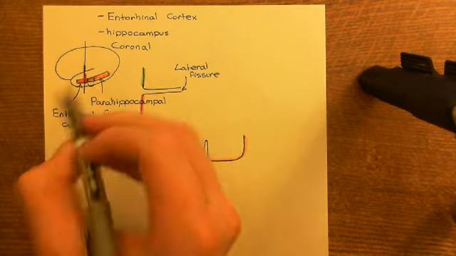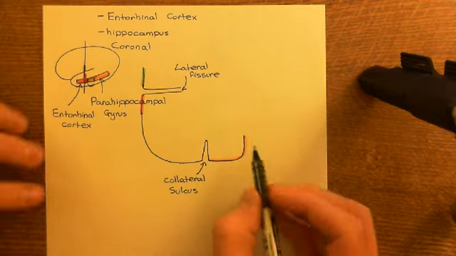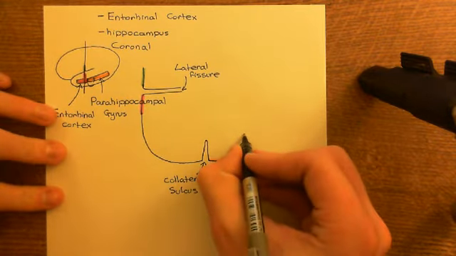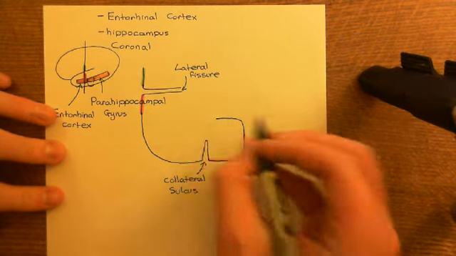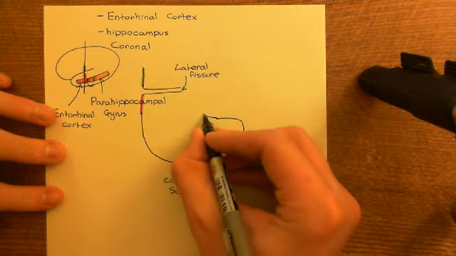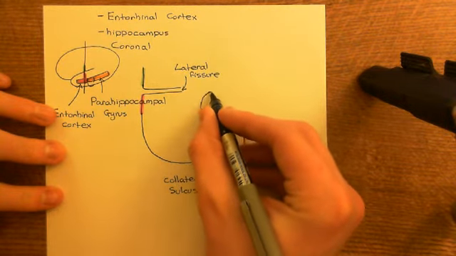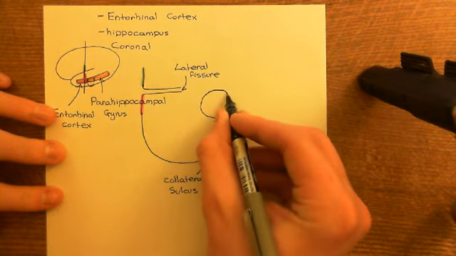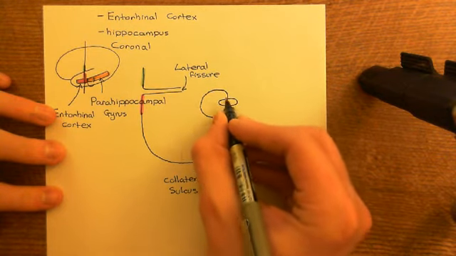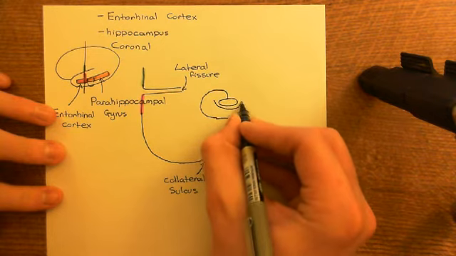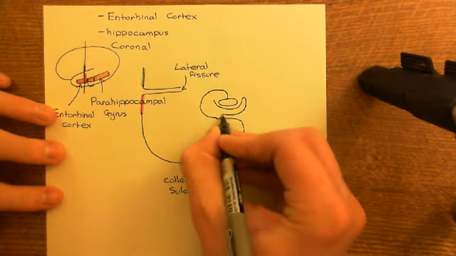If we were further forward, this would be the entorhinal cortex. Then it's going to continue curving back round like this, and then we're going to come into the hippocampus here. It curves right round like this, then you're going to have a swelling here, and you're also going to have another portion that wraps round like so.